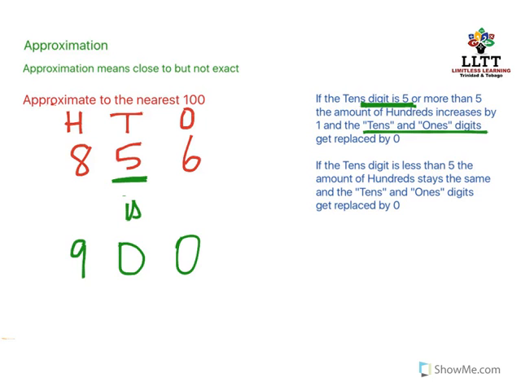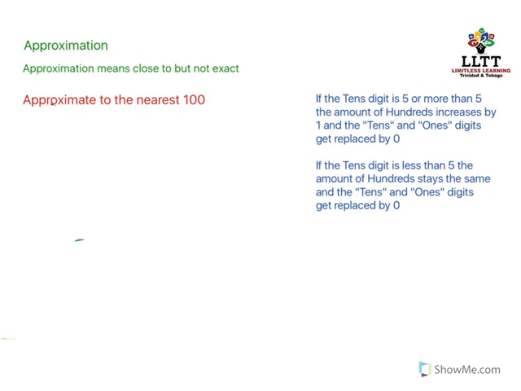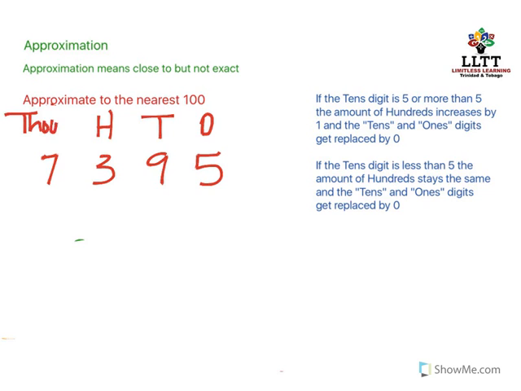Let's do another example. Suppose we have the number 7,395. Again, this represents ones, these are my tens, these are my hundreds, and these are my thousands. So I have 3 hundreds, 9 tens, and 5 ones. And again, I want to approximate to the nearest hundred.